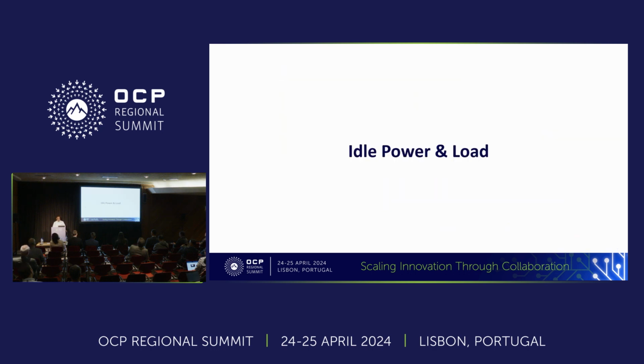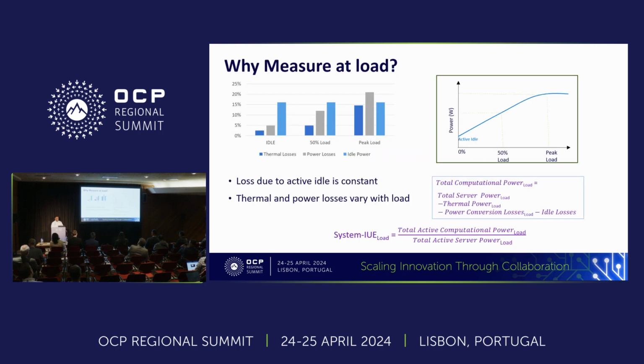Now, you cannot just define IUE for a system. You have to look at the load. The reason is, if you are operating at idle power, it's not really producing any output, but it's still consuming power. And if you look at the maximum power, it's producing maximum output. But somewhere in the middle, it's not linear. So when you represent IUE, you have to say what is the load at which you are representing the IUE.